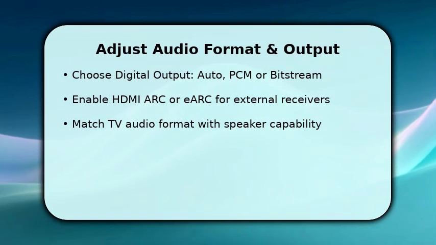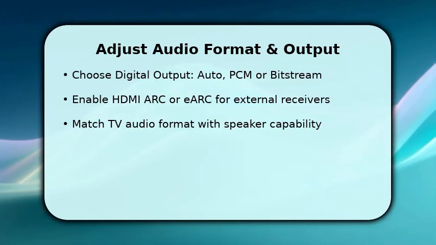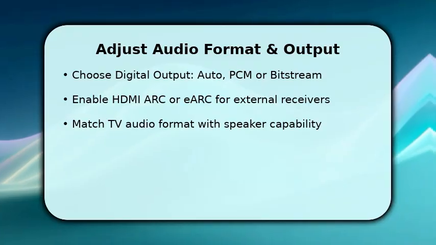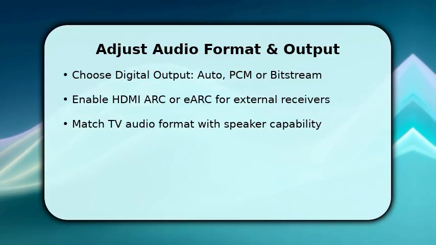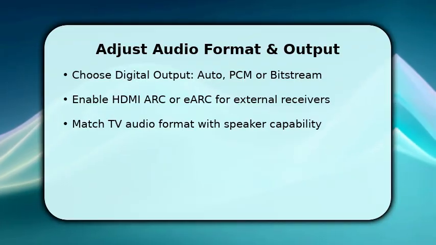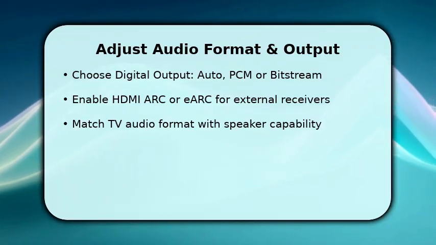Now you choose the audio format and which physical output sends sound. You'll see auto, PCM, and bitstream. Pick PCM for simple stereo or bitstream if feeding a Dolby or DTS receiver. Auto lets the TV negotiate.